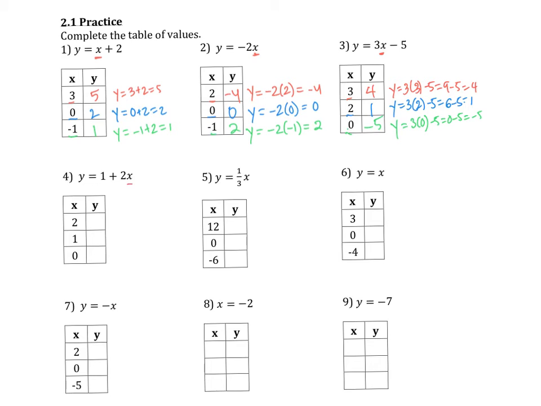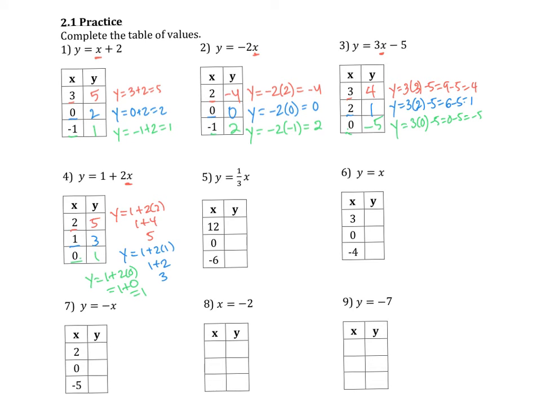Okay, this is 1 plus 2x. The x goes in the x spot. Okay, I'm going to plug in 2. So y equals 1 plus 2 times x. 1 plus 4 is 5. Okay, now I'm going to plug in 1. Y equals 1 plus 2 times 1. 1 plus 2 is 3. Okay, and then I'm going to plug in 0. 1 plus 2 times 0. 1 plus 0 is 1.